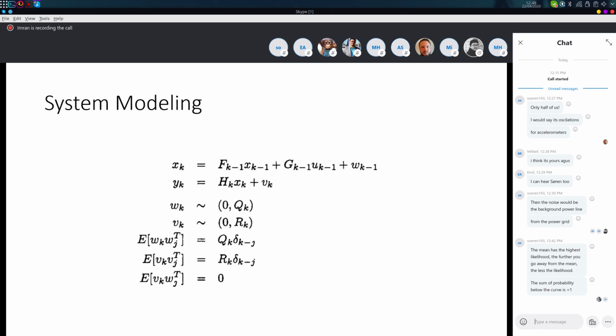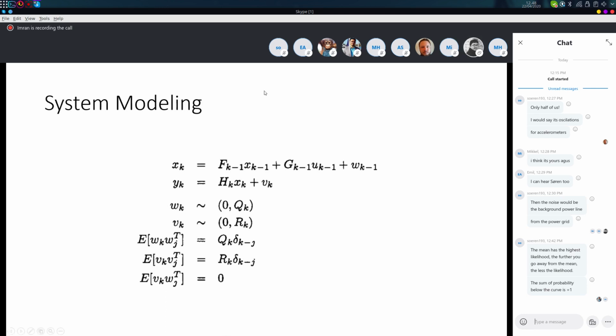And then what we have here is that we say that the noise from the model and the noise from the sensor measurement are independent, meaning that the expected value of the multiplication of the two is equal to 0. So that is also another assumption in the Kalman filter, that the noise should be independent.